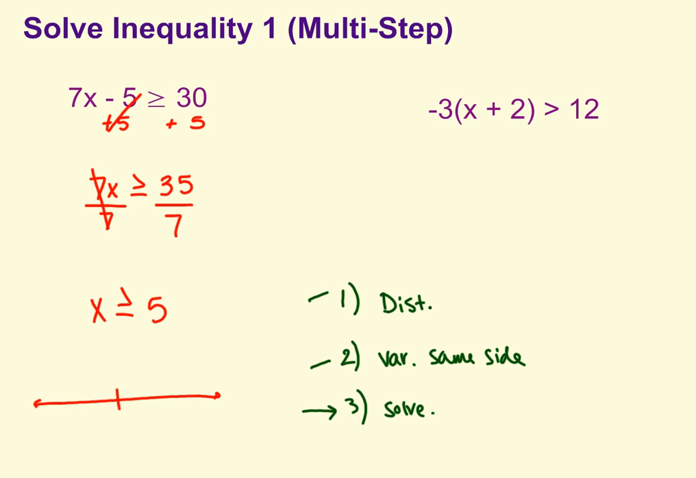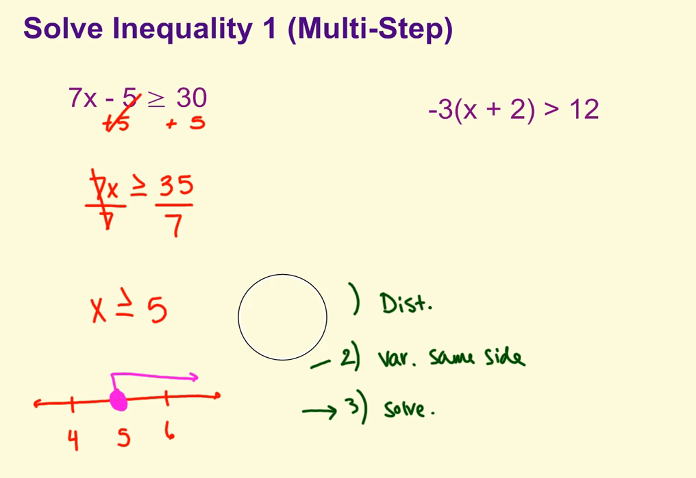On a graph, we would put 5 in there. Here's 4, 5, and 6. This would be a closed circle because of that "or equal to." We're going to include the number 5 in our solution, and then everything greater than that. So we will shade to the right.